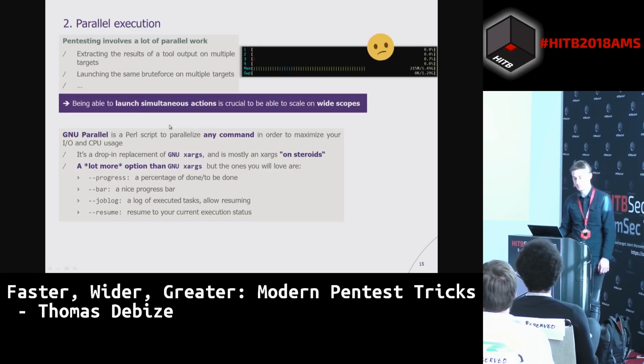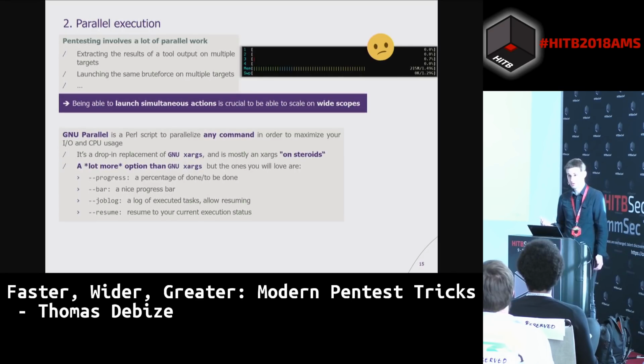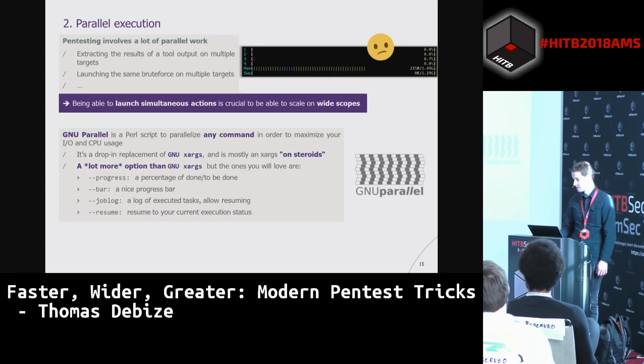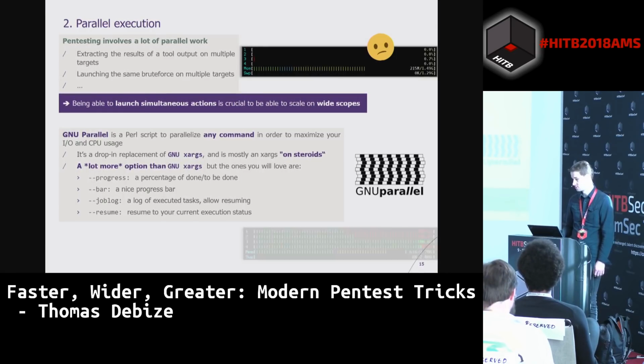GNU Parallel is a Perl script, able to launch any command you want. It's a drop-in replacement of xargs. That's xargs, but on steroids. You can perform way more stuff more easily. You have a progress bar, job log, resume capabilities. That's pretty awesome. And everything's free. That's GNU Parallel.